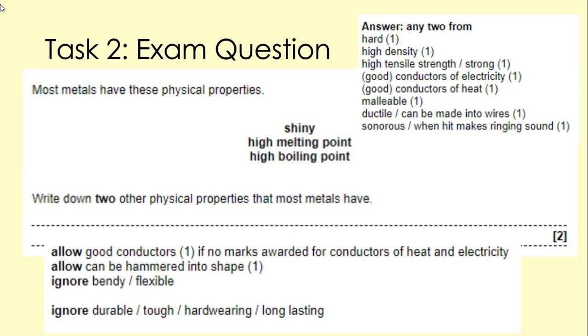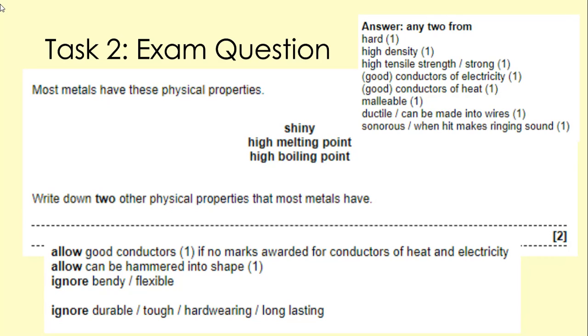Okay, so it's a 2-mark question. There's 1 mark for each of: hard, high density, you could have had either strong or high tensile strength, so that means that it's strong when you stretch it. Good conductors of electricity, good conductors of heat, malleable, ductile, or sonorous.